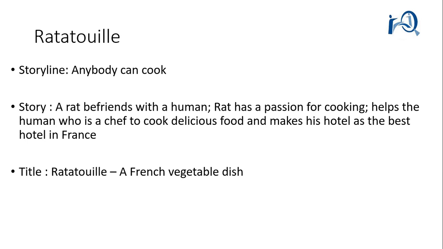Now, before scripting this story, the writer would have thought of the storyline. The storyline of Ratatouille is very simple. In the beginning of the movie, the writer, or the director, says that anybody can cook. With this simple storyline, the writer has woven a beautiful story around this central theme of the movie: anybody can cook. He has taken a character called Rat, and this rat will become a friend of a human.